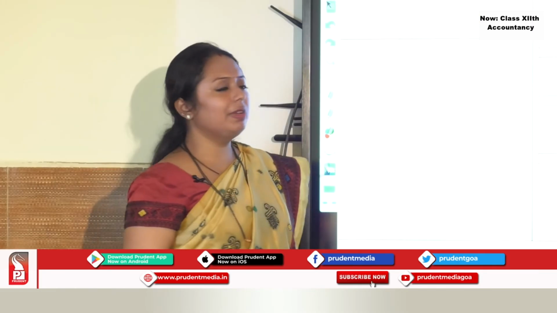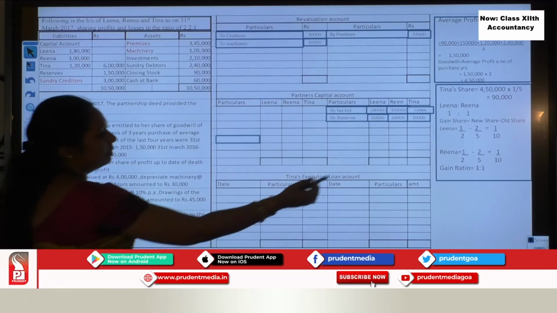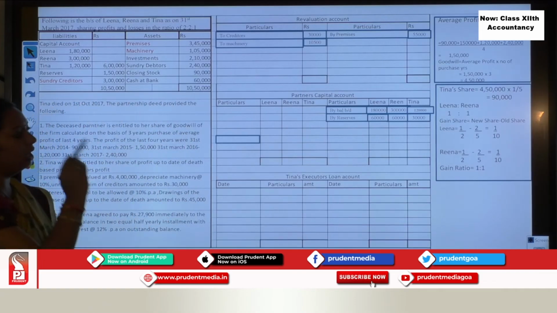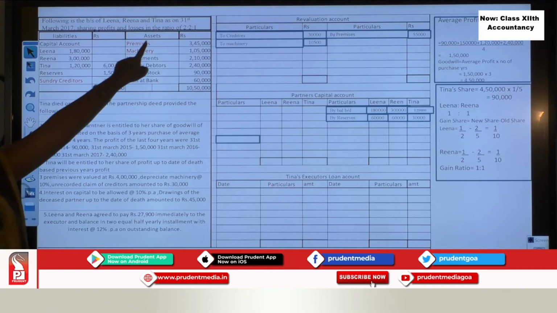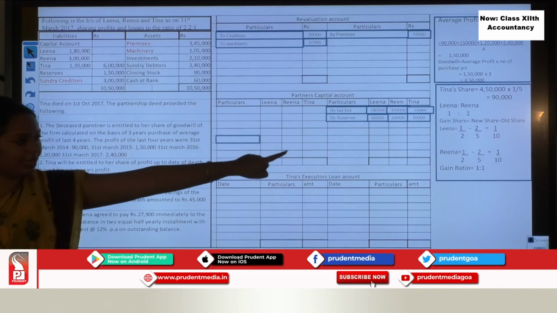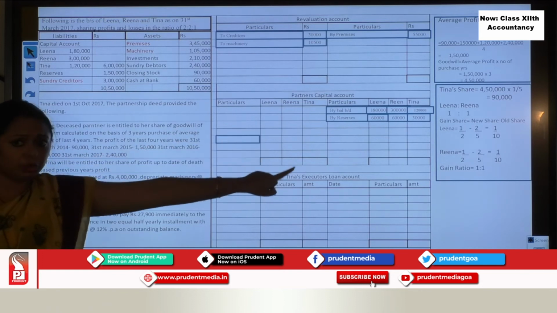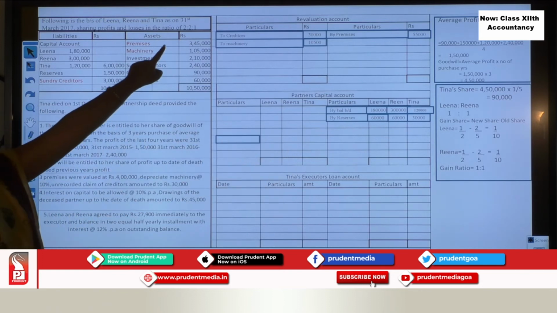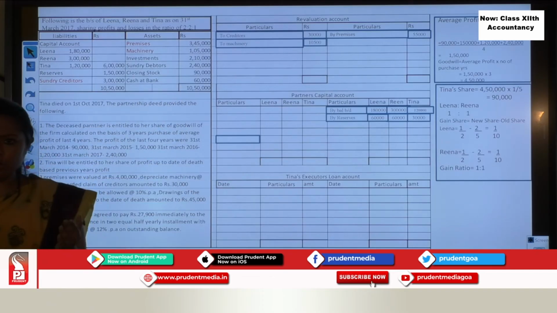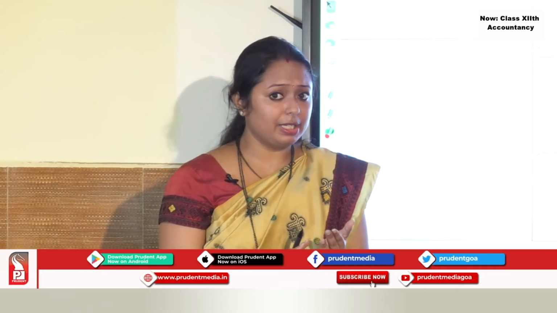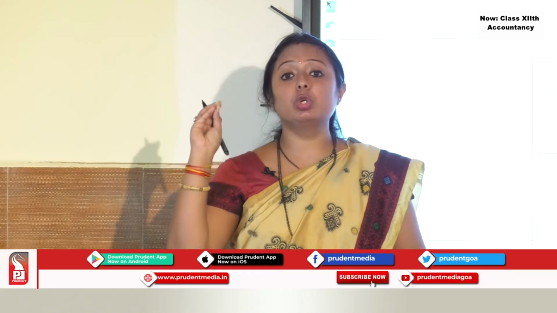Now next, how will we calculate the gain ratio? New ratio minus old ratio. So how much is the new ratio for Lina? 1:1 means 1/2 minus old share. What is the old share? 2/5. So it is 1/10. Again for Rina, 1:1 is there. So 1/2 minus Rina's share, 2/5, comes to 1/10. This you all know. Correct? So I did not revise it again. This you have already studied. So the gain ratio is 1:1.